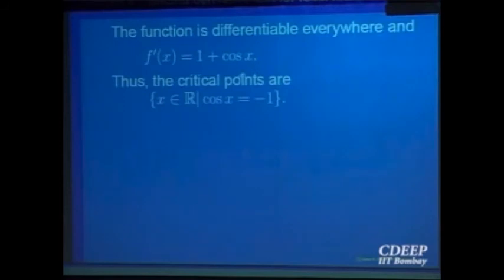The derivative is 1 plus cos x, right? So these are the critical points where cos x is equal to minus 1. Enough points are there. But at these points, is it local maxima or local minima? So probably you will go to the second derivative test and try to apply it. But there is no need, because look at the first derivative, 1 plus cos x. Can you say something about the nature of the first derivative by looking at it?